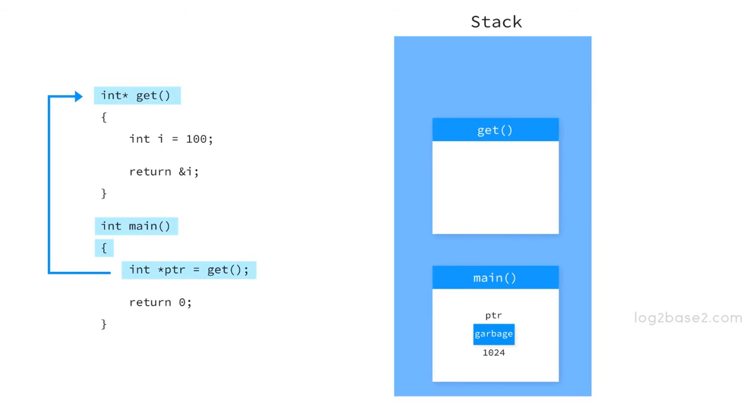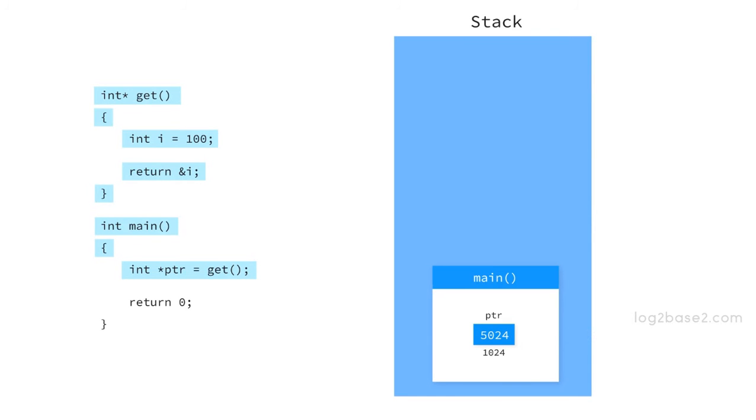And here we are declaring an integer variable i. Suppose it is created at 5024 and initialized to 100. Next we have return ampersand i, that is, the address of i, which is 5024, will be returned to the main function and will be stored in ptr. And the program returns 0 and it is completed successfully.